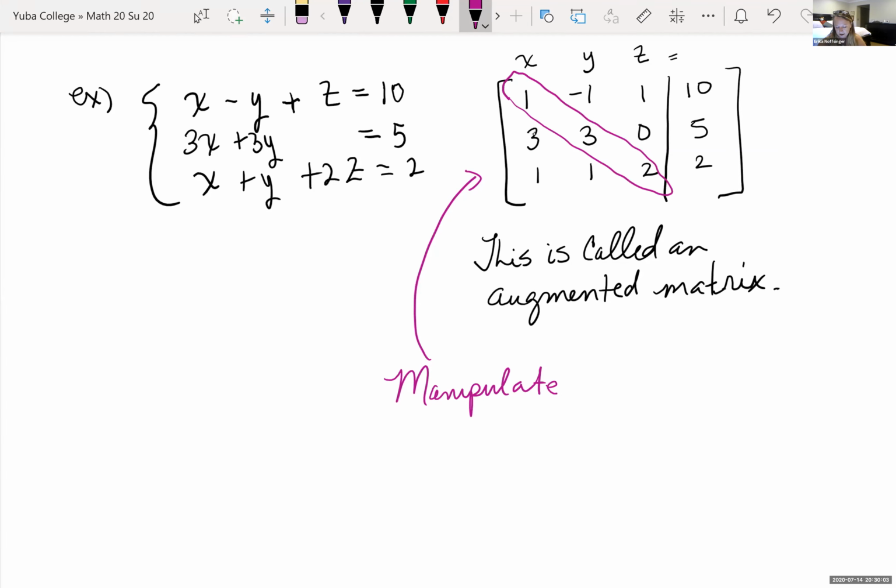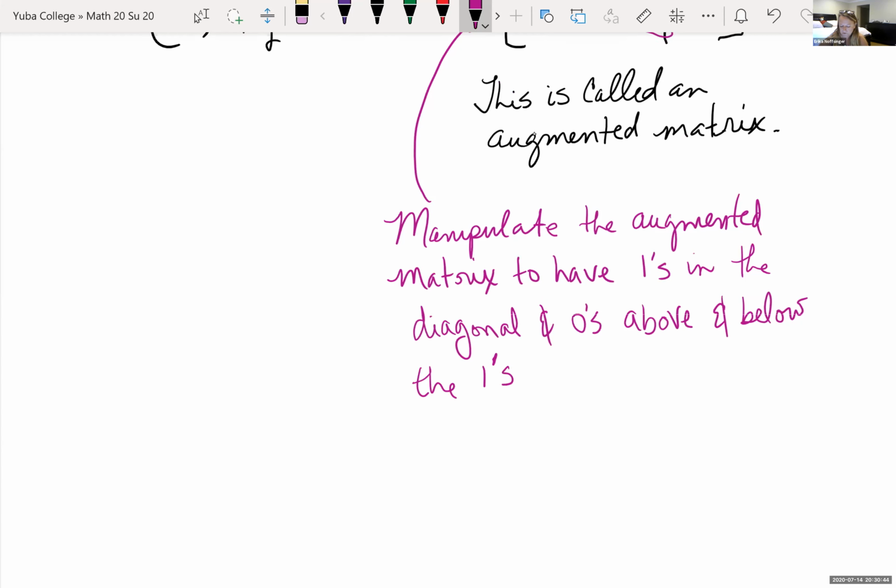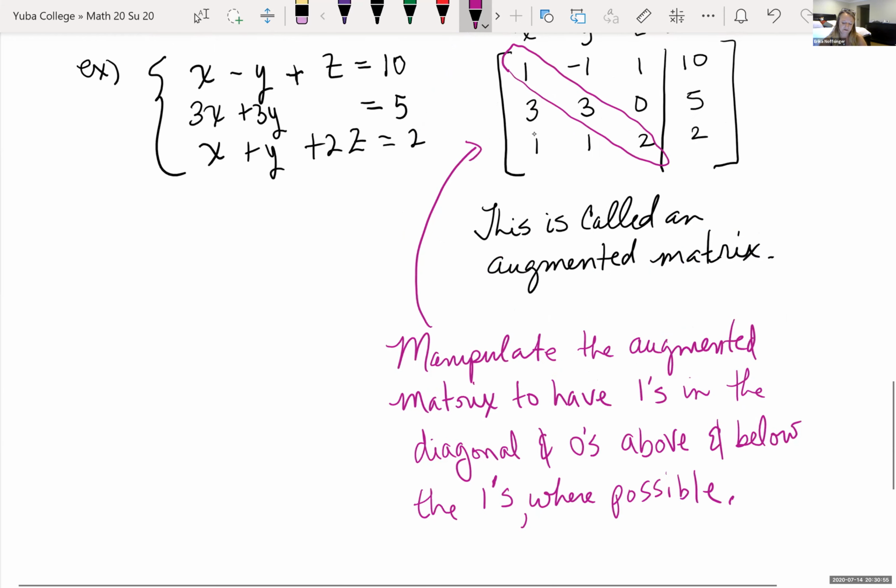So we're going to manipulate the augmented matrix to have ones in the main diagonal and zeros above and below the ones where possible. Right, I can get a 0 in front of this.